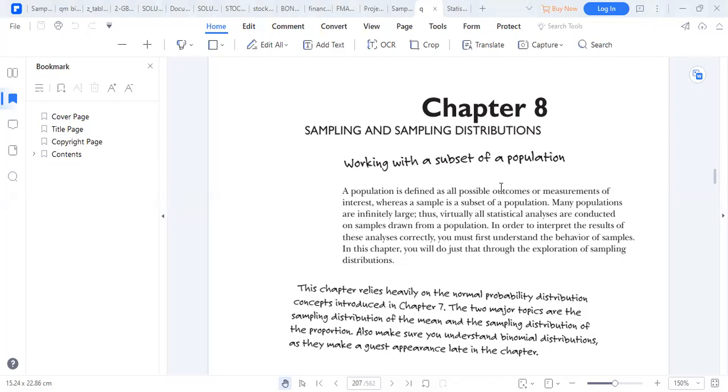By definition, a population is simply defined as all possible outcomes of a measurement of interest. A sample, on the other hand, is simply a subset of a population. We have different types of populations. There are populations that are infinitely large, so we may need to use statistical analysis. Of course, a larger sample size gives a more accurate precision. But in order to interpret the results, we need to understand the behavior of samples. And so that's the lesson, sampling distributions.